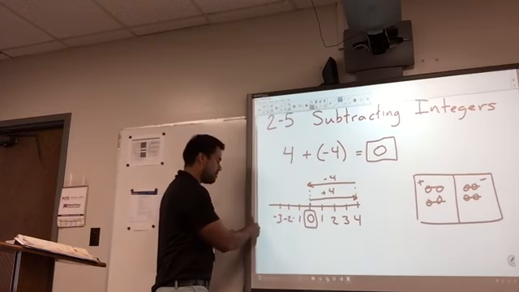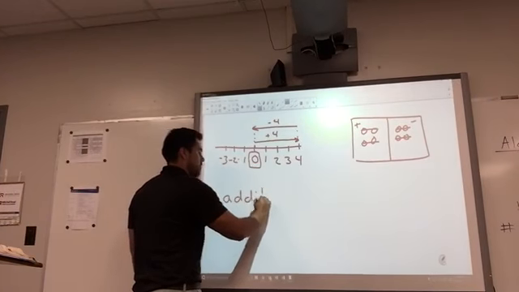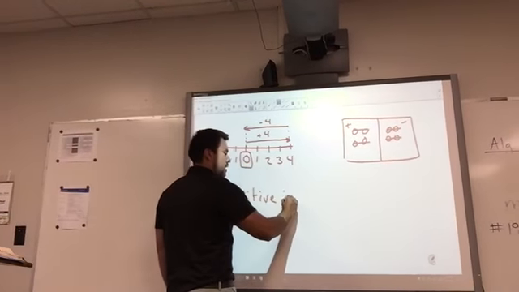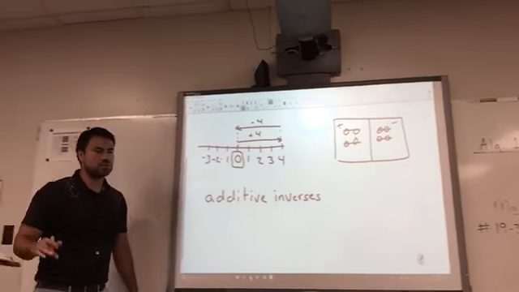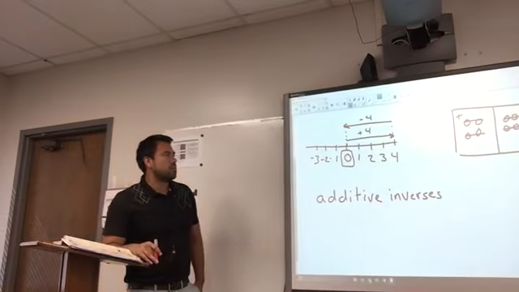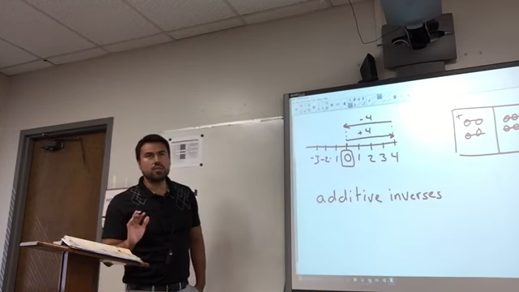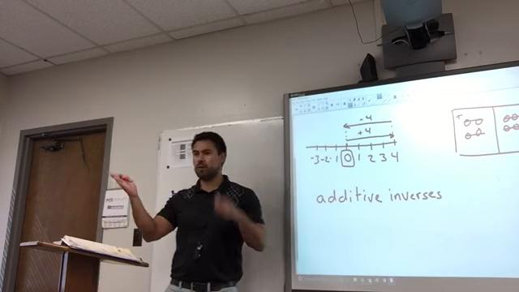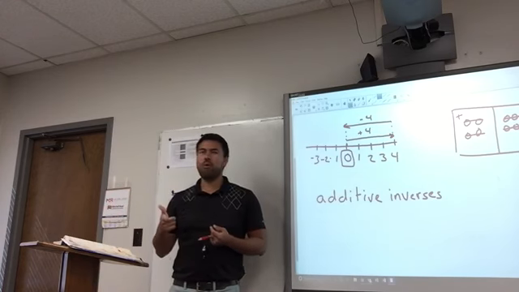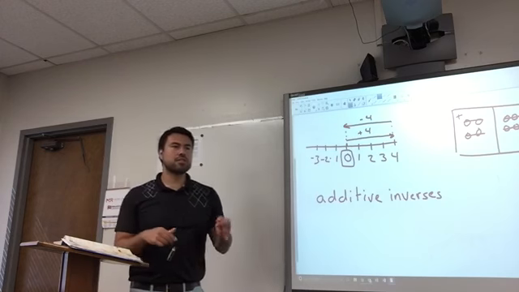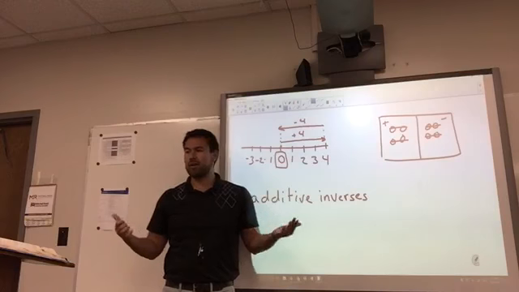Why? Because of this little thing: additive inverses. This is probably the key to the lesson. Additive inverses. Does anyone know what the relationship between positive 4 and negative 4 is? What's the relationship there? They're both 4s, so there are a couple things you can say about them. They're not both the same value, are they? But there's something about them.